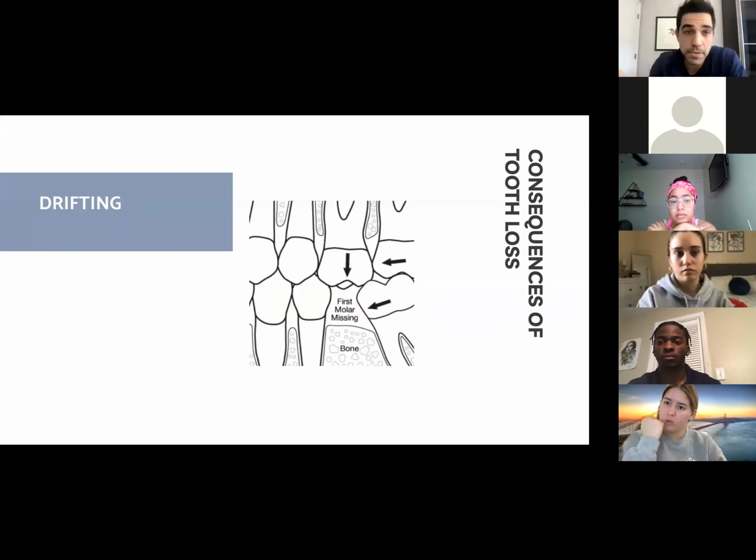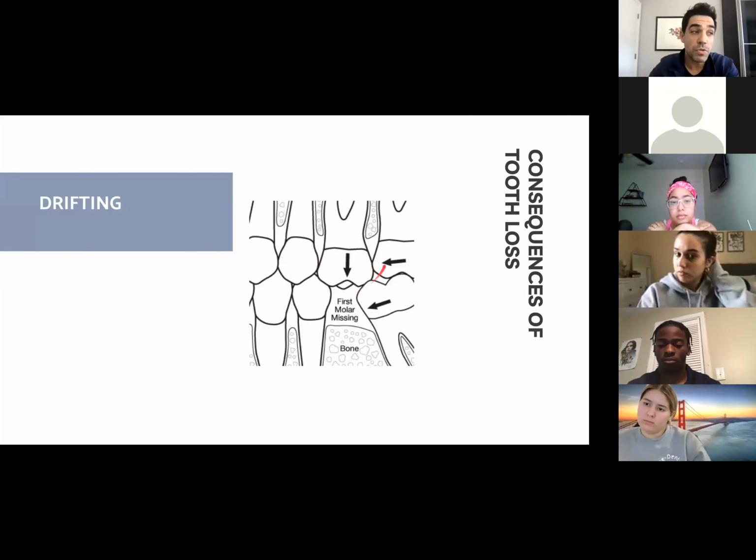Another thing that happens is tooth drifting. So what keeps teeth in place is other teeth, right? So if we were to take out, this looks like the lower left first molar, and just leave the hole, the teeth around the hole sort of drift into that hole. So the back tooth, the tooth distal to the space, is going to drift mesially, right, towards the front, towards the midline. And then the opposing teeth are going to supra-erupt.